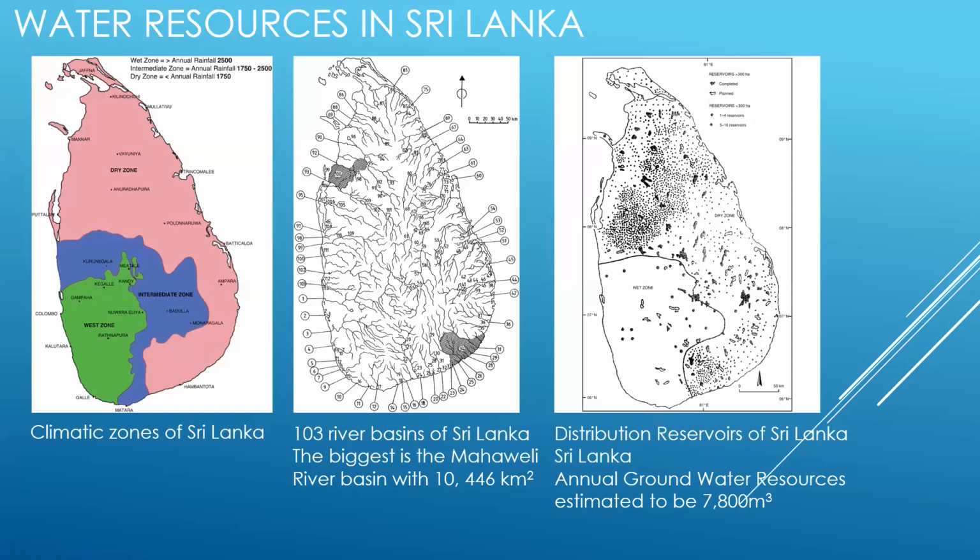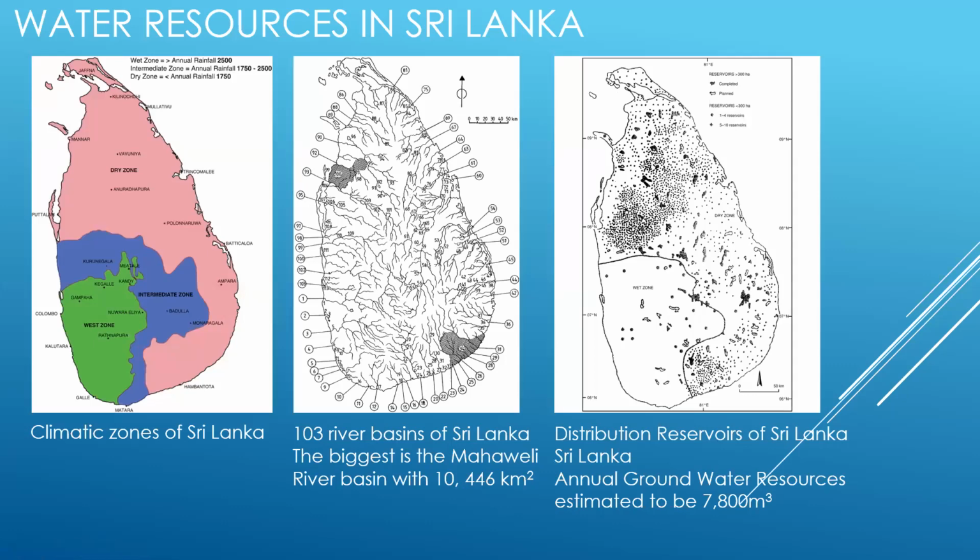So let us briefly talk about water resources in Sri Lanka. Now, Sri Lanka has 3 climatic zones, which are classified based on the intensity of rainfall that it receives. You all know about the wet zone, intermediate zone and dry zone. Sri Lanka also has 103 river basins. You can see this is the river basin map of Sri Lanka. The biggest river basin of Sri Lanka is the Mahaveli River Basin, which is 10,446 square kilometers.